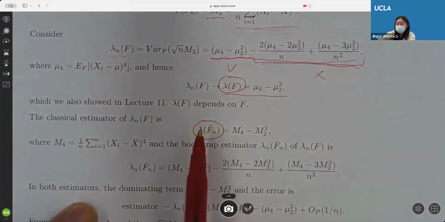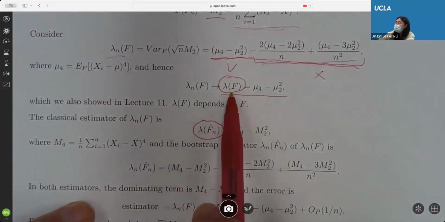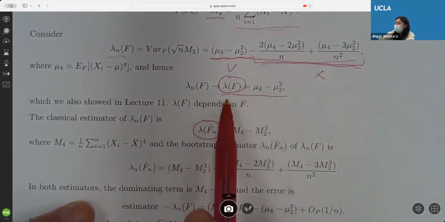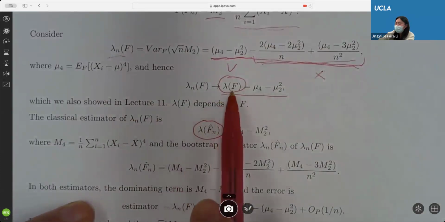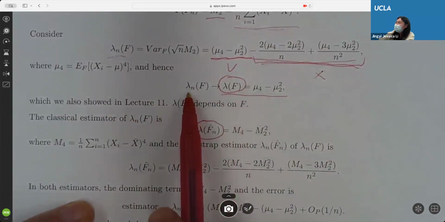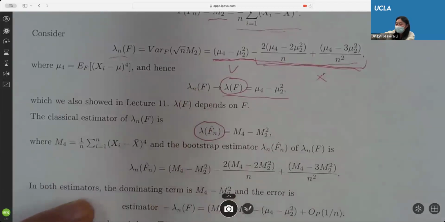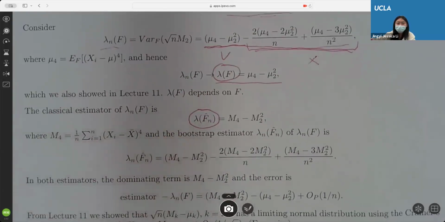Pay attention to this because it's lambda, not lambda n, because we're using the limit, which no longer depends on n and only replaces f by fn hat. We're not estimating lambda nf because here the performance depends on n. This is a key thing to note.